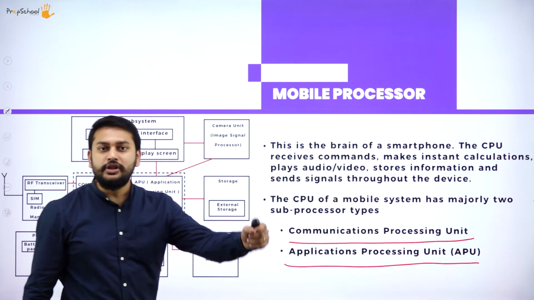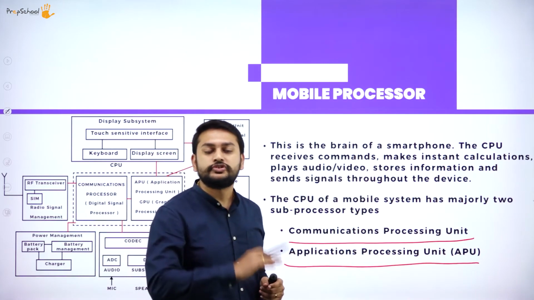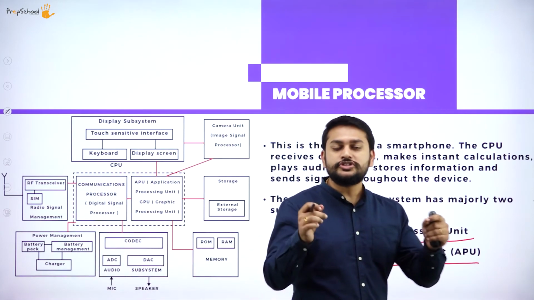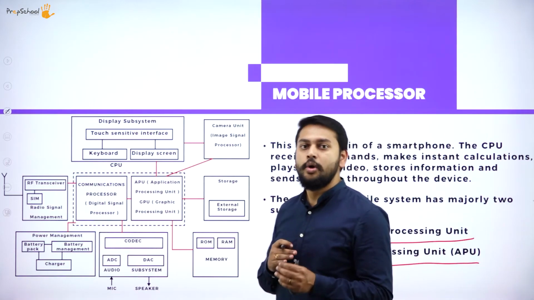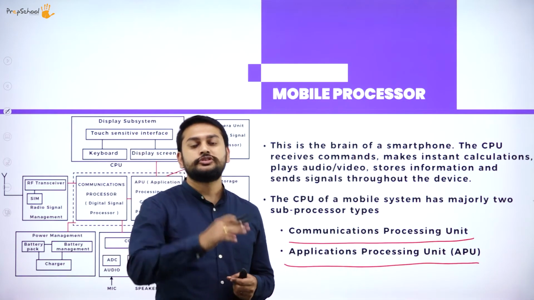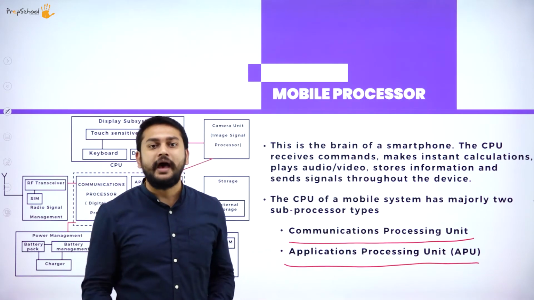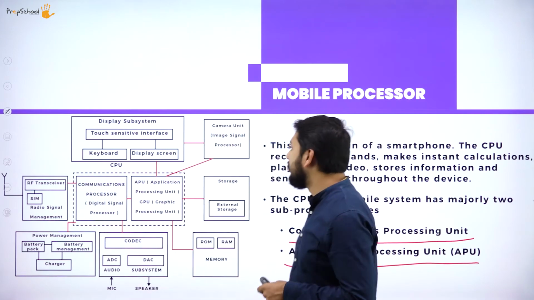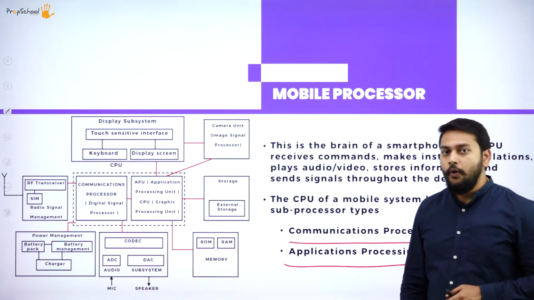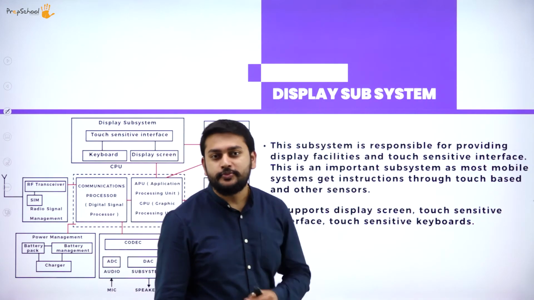So what is this communication processing unit and application processing unit? The communication processing unit takes care of all the communication which is happening in the mobile phone. But when it comes to the applications, everything will be managed by the application processing unit, is what you need to remember. The next one that I have is the display subsystem.